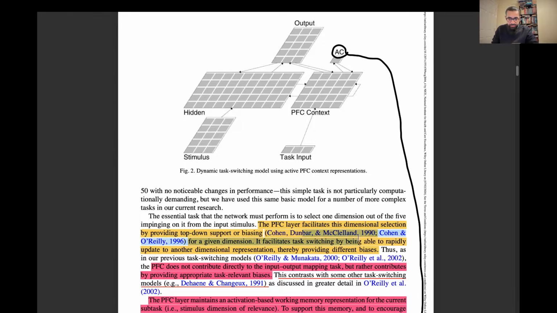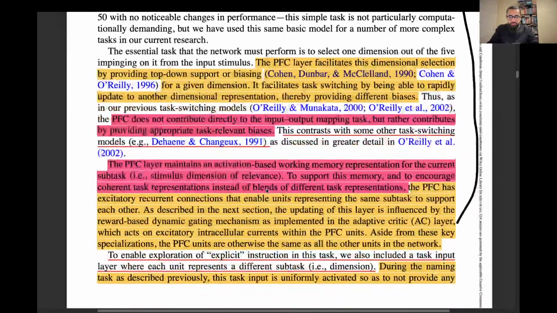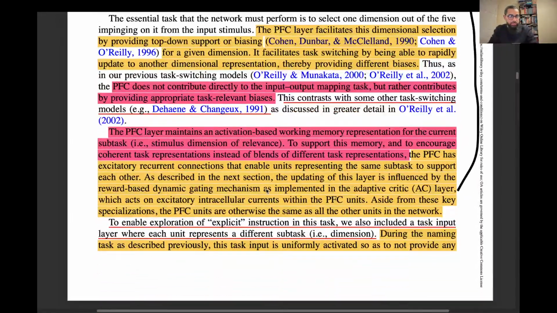Now, I wanted to understand this a bit more in terms of top-down support or biasing. So, in a nutshell, you're looking at a scenario where you're actively looking for the object rather than the object presenting itself to you, right? It facilitates task switching by being able to rapidly update to another dimensional representation, thereby providing different biases.